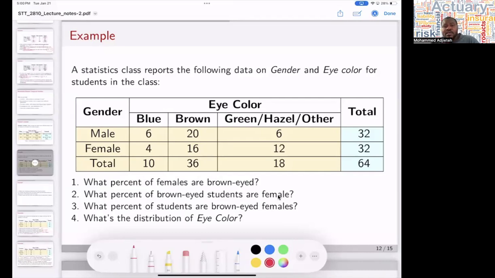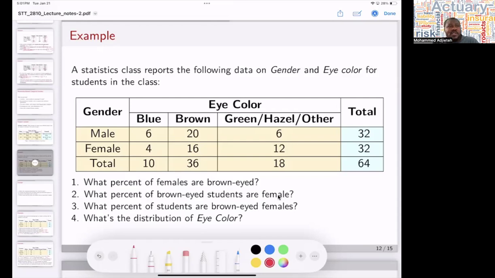A statistics class reports the following data on gender and eye color for students in the class. So when you look at this table here, this is the eye color. We have brown, blue, green, hazel, or other. Then these are their totals. Then gender, we have male and then female. So now let's try to answer the questions.